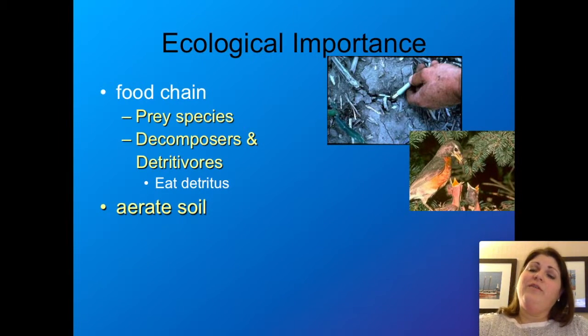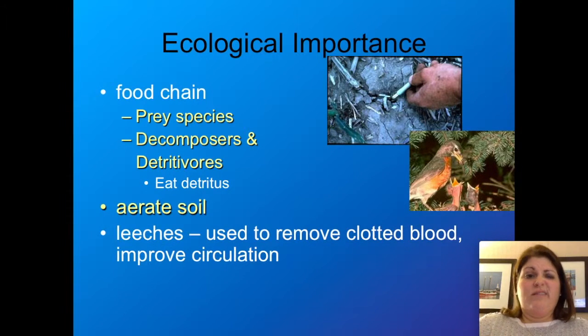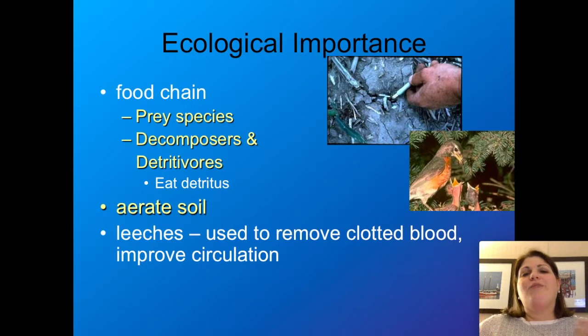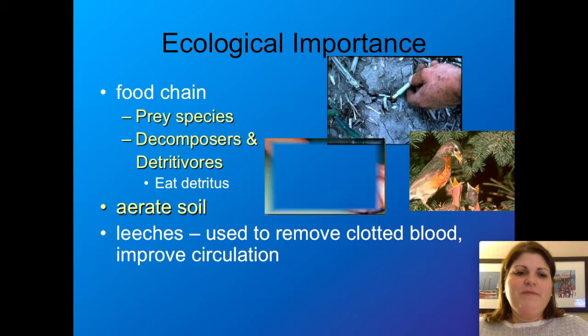Also, you're probably familiar with the idea that leeches will suck blood off of organisms. In order to do that, they need to prevent their host from clotting. Historically, leeches were used right on somebody to prevent clotting and to increase circulation. Nowadays, we use the chemicals that leeches produce to do that rather than actually putting a leech on somebody.